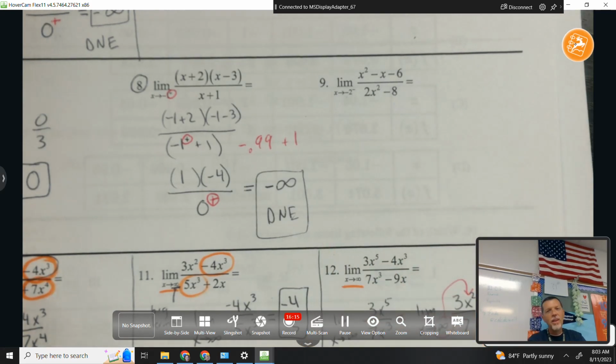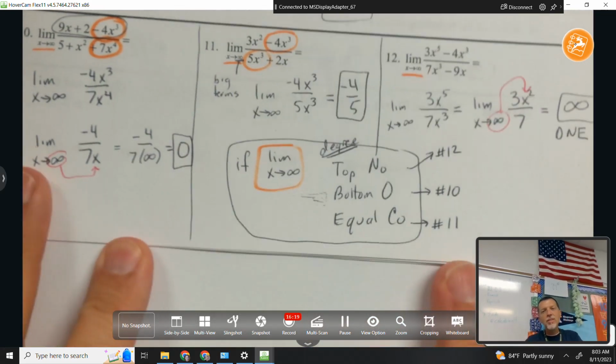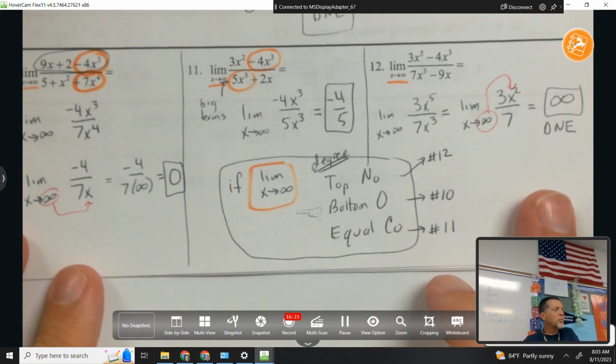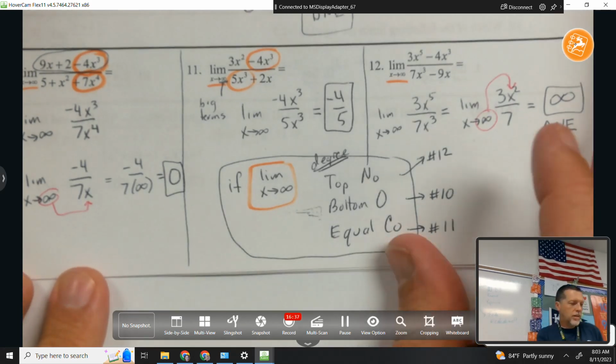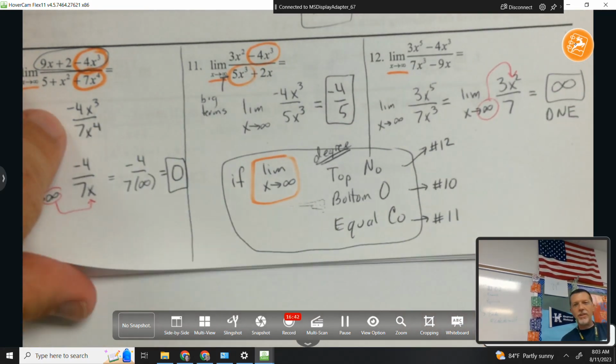So, great little rhyme to help with the infinite limits. Top no, bottom O, equal co. But please don't use it when you're not supposed to use it. And if it kind of doesn't make sense, then there's people who are like, I don't like that. I just want to think about which one's bigger and reason through it. And that way I can understand the problem rather than memorize the problem. And that's fine too. Top no, bottom O, equal co.